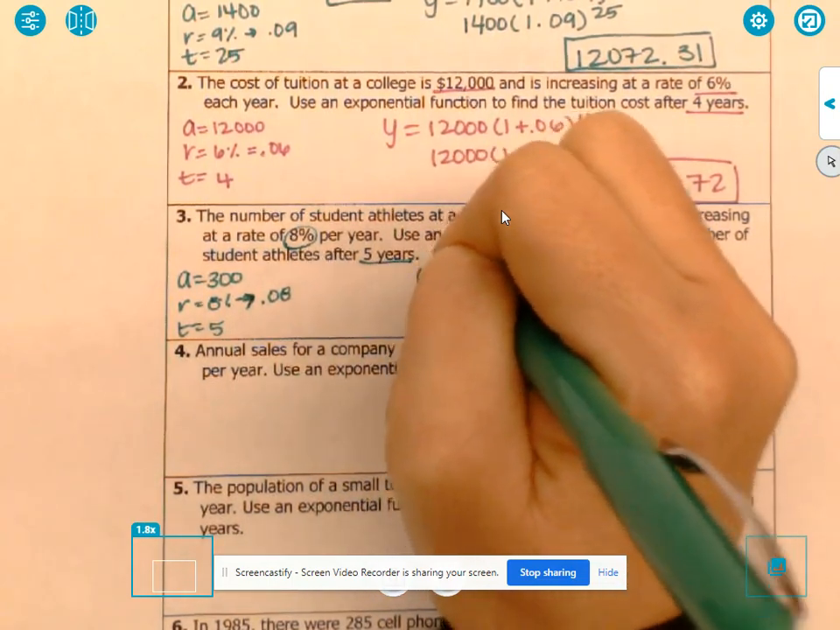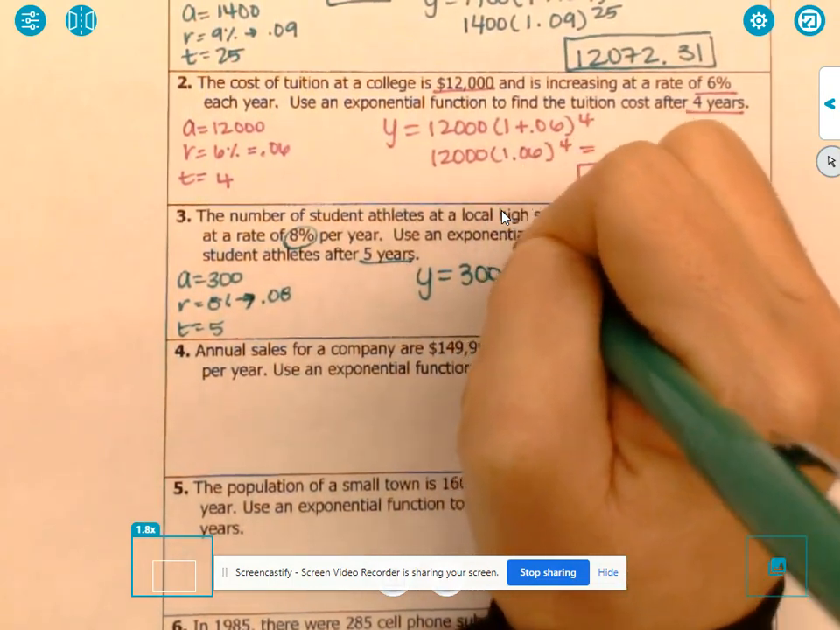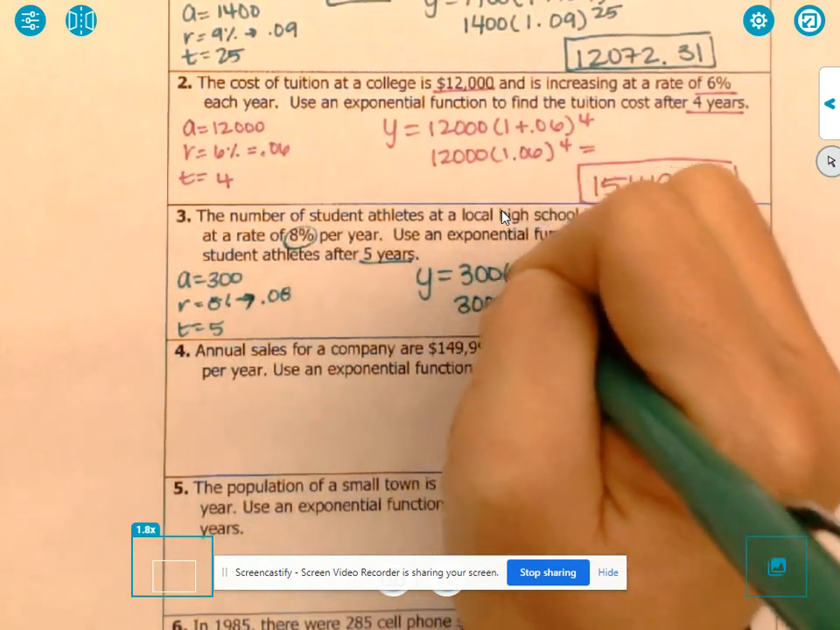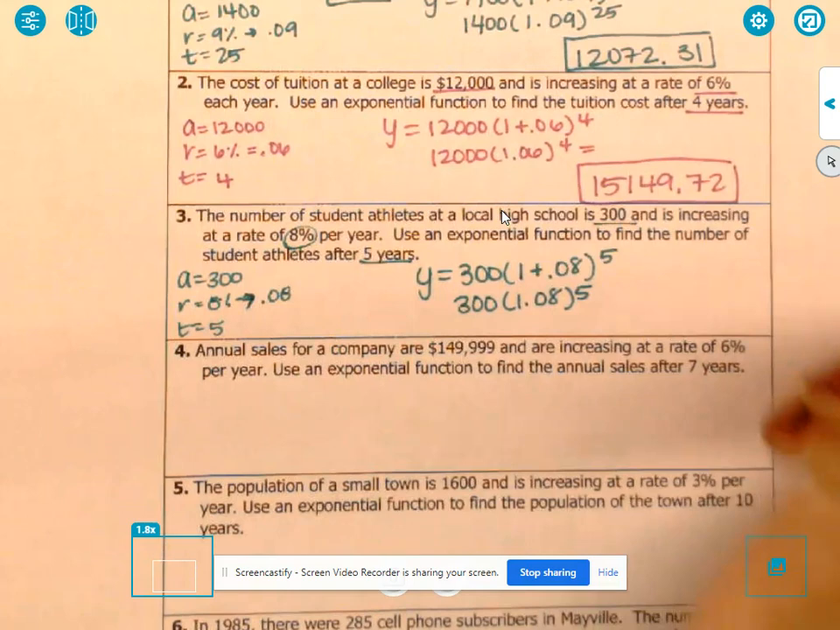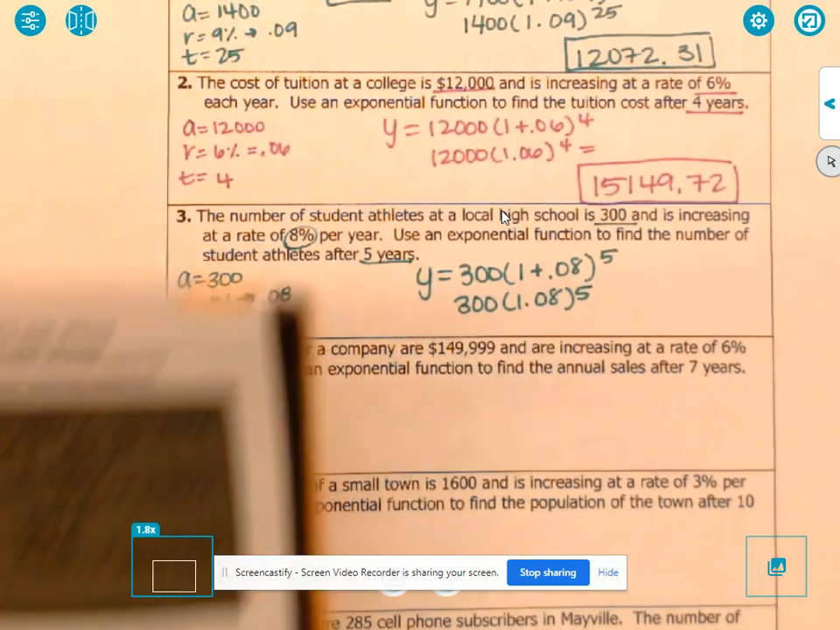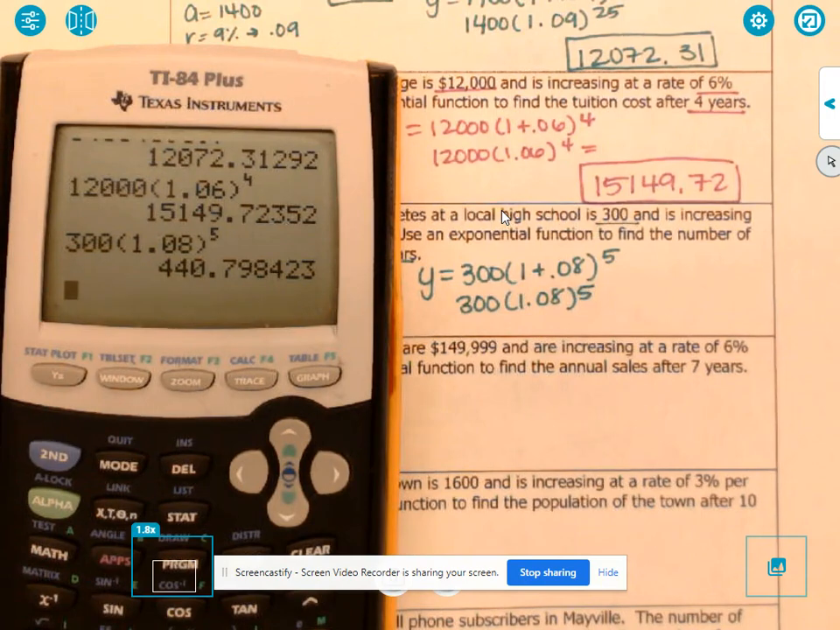And then our time is after 5 years, okay? So Y is going to equal 300 times (1 plus 0.08) to the fifth. All right, so we did talk about this in class. In math, a lot of times we do round. In general, money we always round to two decimal places, because that's what money is. A lot of times it'll say in the problem to round a certain thing. Okay, so I will show you this one.